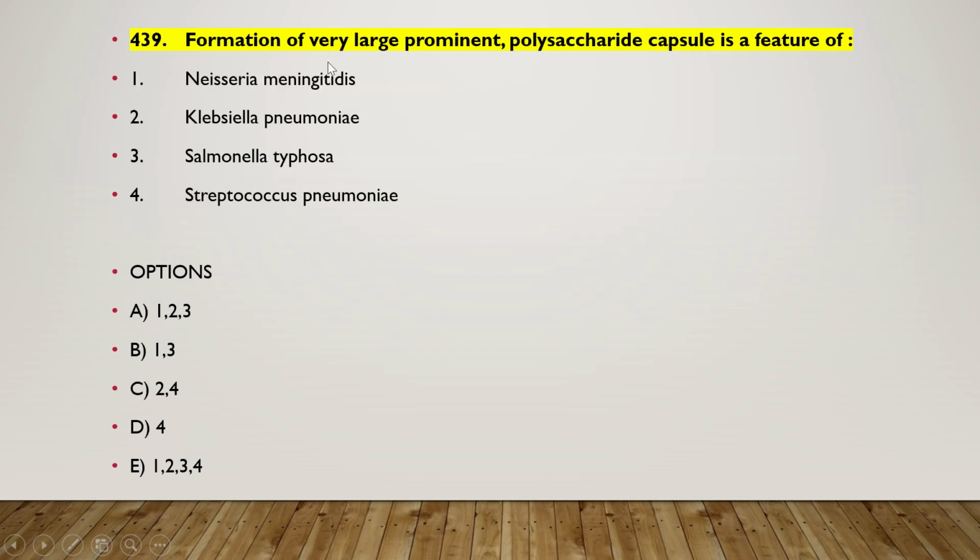So next one is: formation of very large prominent polysaccharide capsule is a feature of Neisseria meningitidis, Klebsiella pneumoniae, Salmonella typhosa, or Streptococcus pneumoniae. And the right answer is option C. It is 2 and 4. That is Klebsiella pneumoniae and Streptococcus pneumoniae is the right answer.